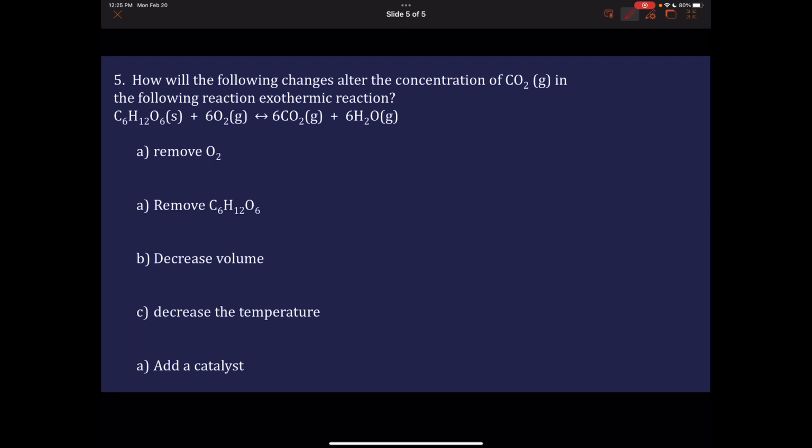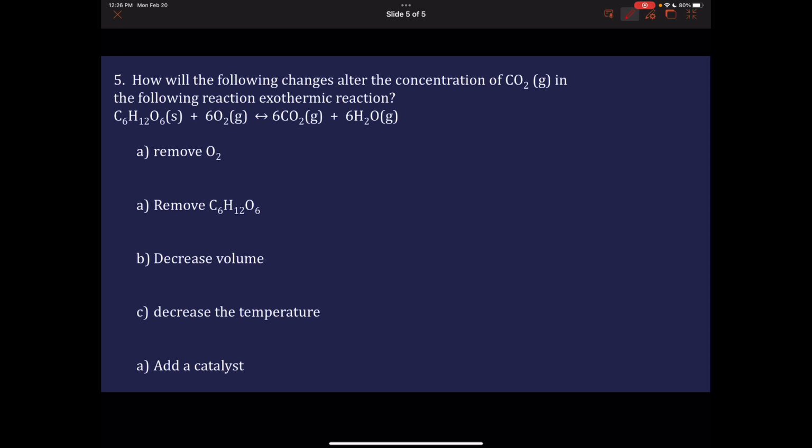Now our final problem here. This is an example of a problem that takes place in your body. This is the metabolism of sugar or glucose, where we have C6H12O6 reacting with oxygen, producing carbon dioxide and water. So we're asked how the following changes are going to alter the carbon dioxide concentration.